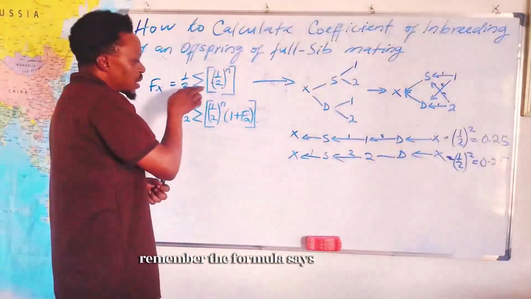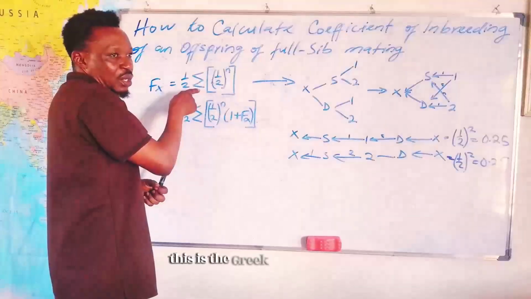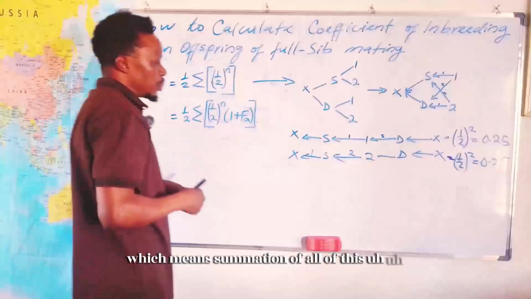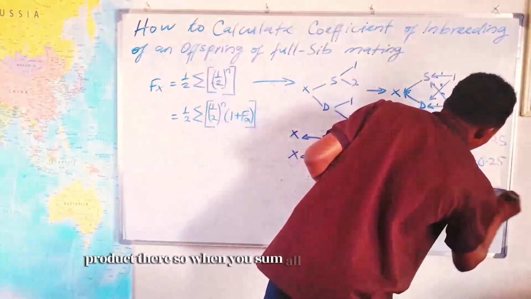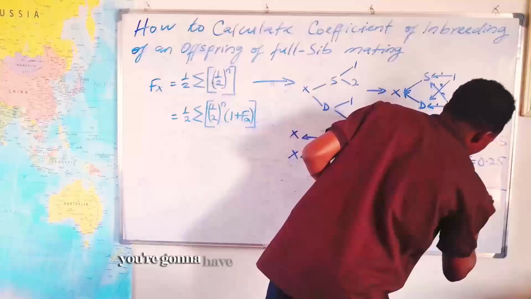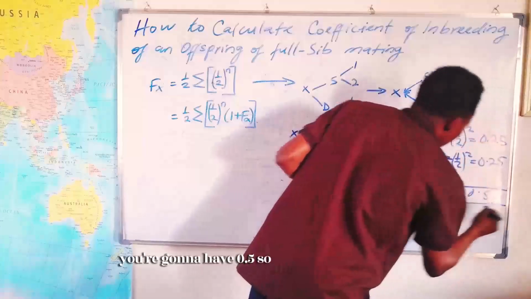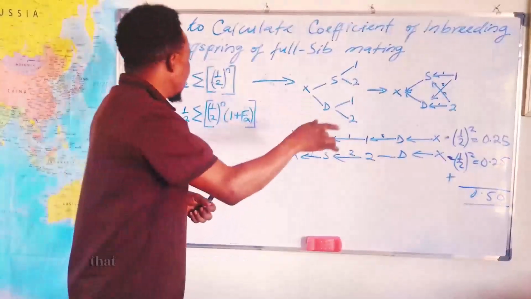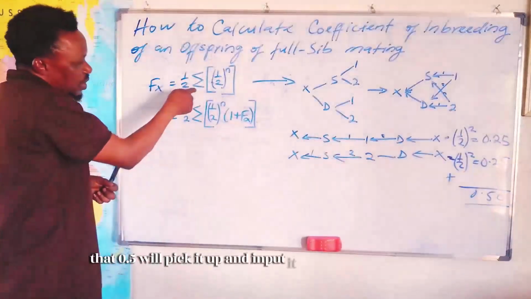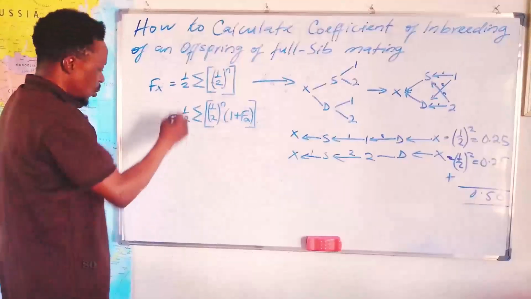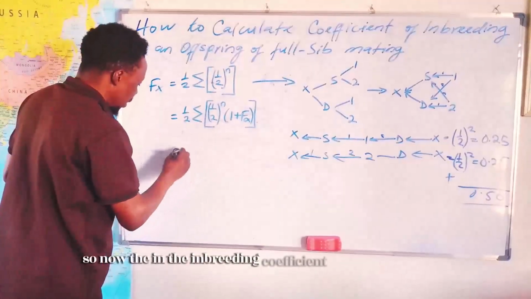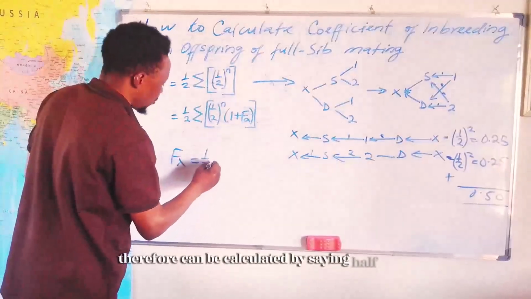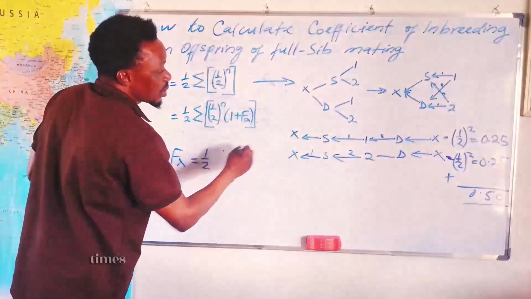Remember, the formula says summation. This is the Greek symbol sigma, which means summation of all of this product there. So when you sum all this, you're going to have 0.5. So that 0.5, we pick it up and input it into this formula. Now the inbreeding coefficient of this individual X can be calculated by saying half times 0.5.